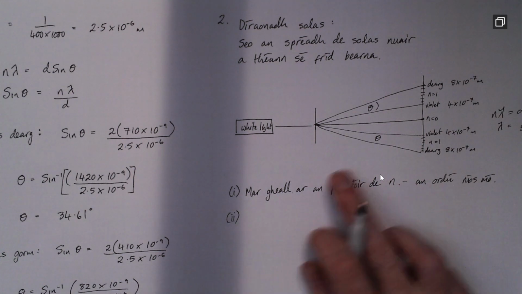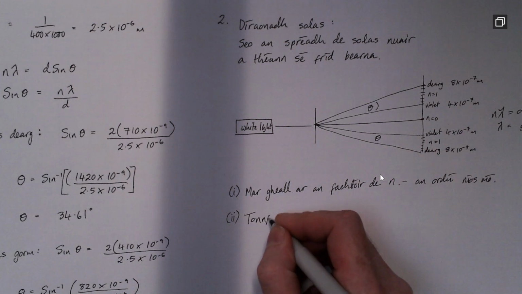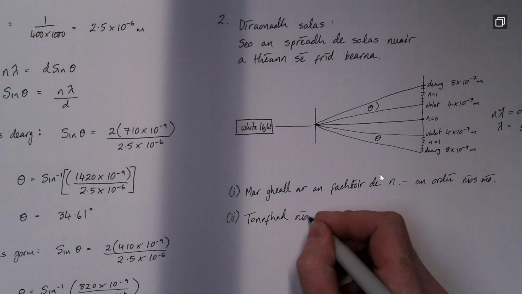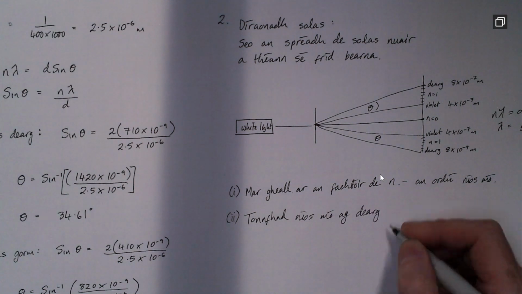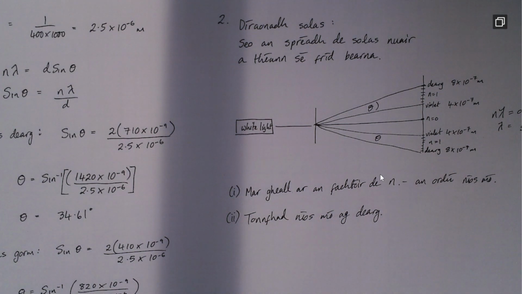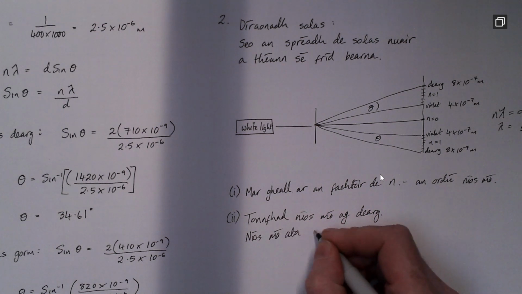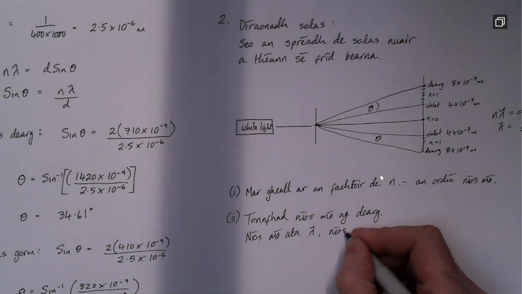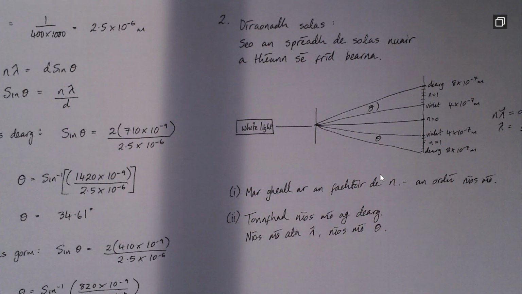Because red has a longer wavelength. Okay, so red has a greater wavelength, lambda, and a greater theta. Does that make sense? So the greater the lambda, the greater the angle.